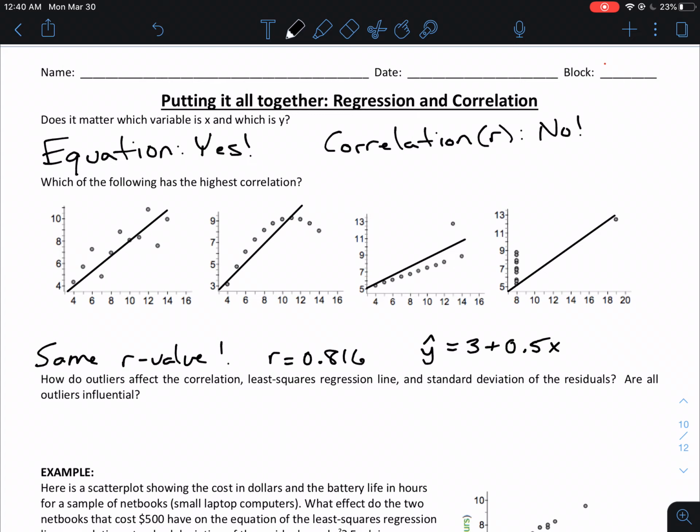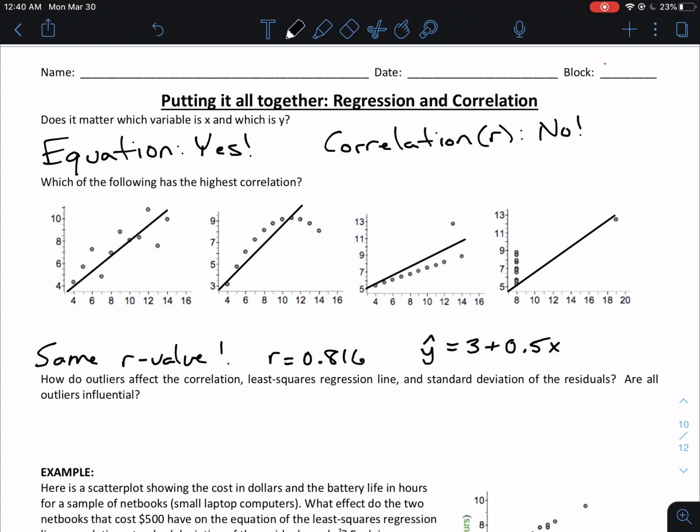So just to let you know, when you're looking at something for correlation, don't just look at the graph. Make sure you're looking at the R value that your calculator gives to you, because you might be surprised by the R value that it comes up with.